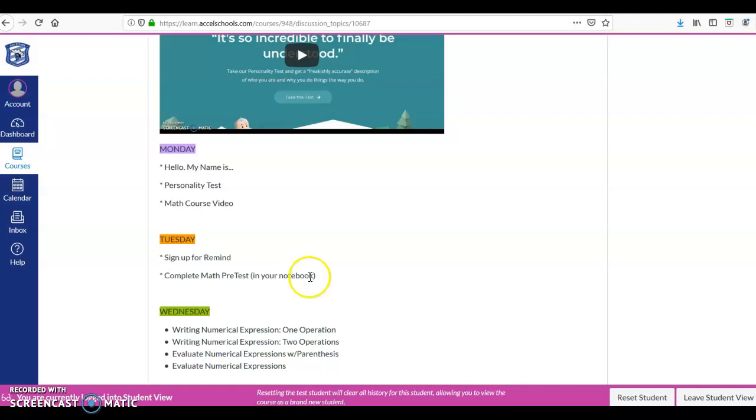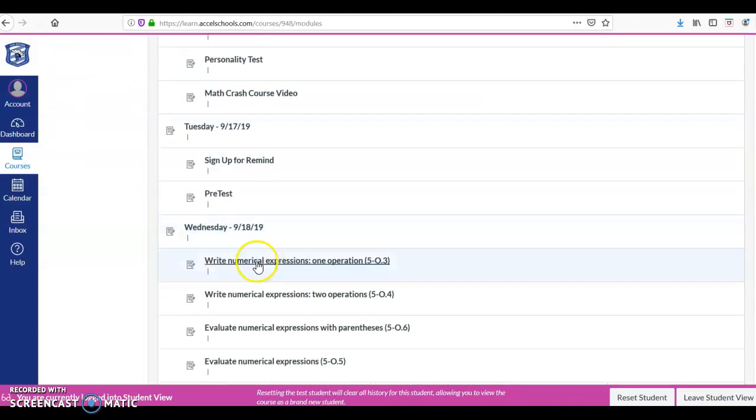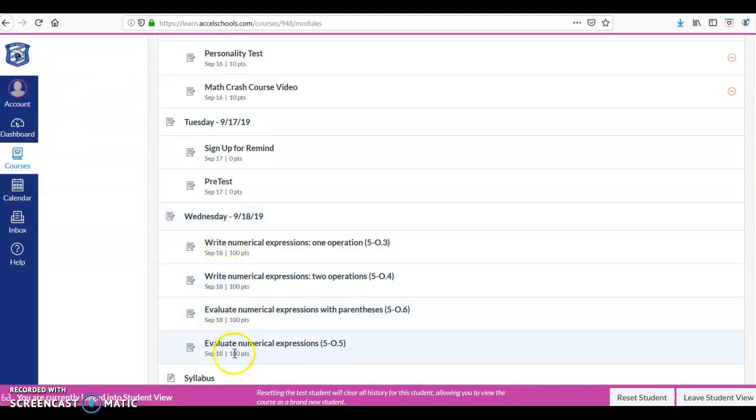Okay, so do that. Once you have come here, go to your modules. Again, scroll down when you're within the modules, look for Wednesday, and your assignments appear there.